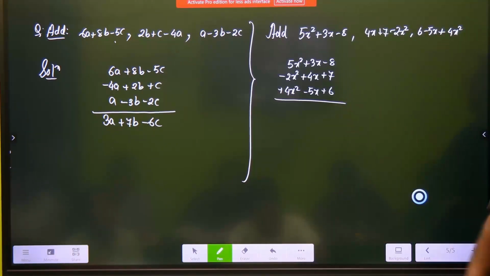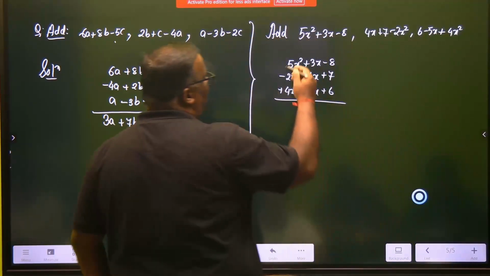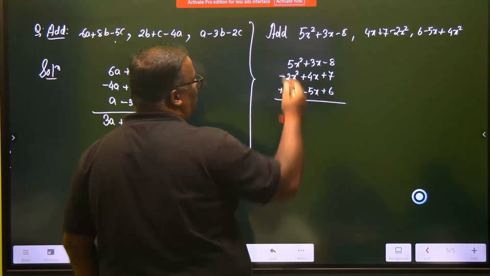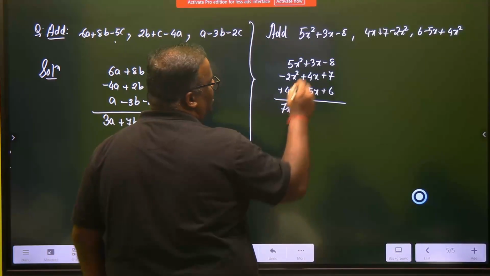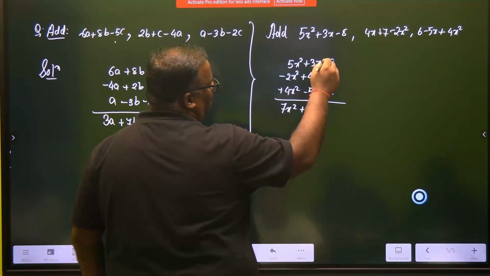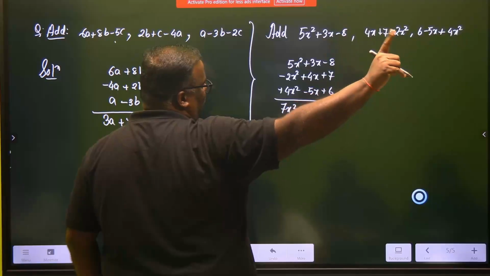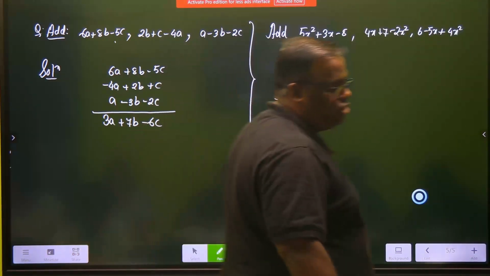Till this step, anyone has a struggle? No struggle? Then you are a snuggle. 5x square minus 2 is 3. 5 minus 2 is 3. 3 plus 4 is 7x square. 3 plus 4 is 7 minus 5 is 2x. 8 minus 8 plus 7 is negative 1. Plus 6 is positive 5. Chop down.